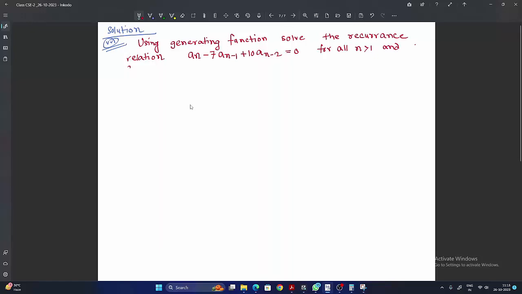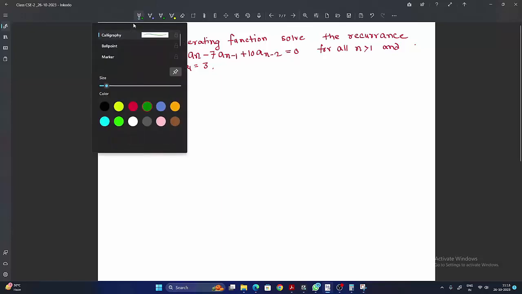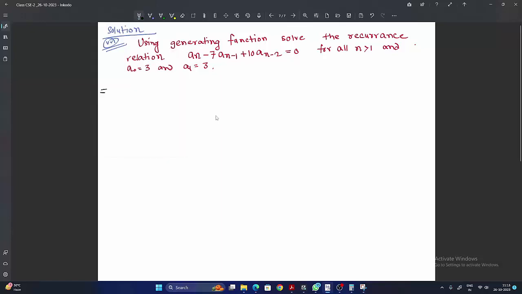a0 is equal to 3 and a1 is equal to 3. Both are given. Okay, that is the problem. Very important problem, and you have to solve it by using the generating function method.